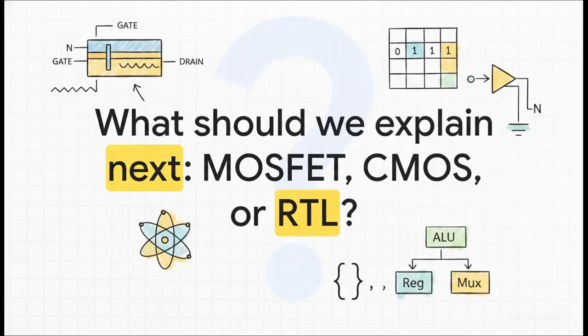We have covered an incredible amount of ground today, from physical devices all the way up to deep physical verification techniques. But there's always more to uncover in this amazing field. So my question for you is, which should we dive deeper into and explain next? The physics of the MOSFET, the intricacies of CMOS logic, or the behavioral coding of RTL?